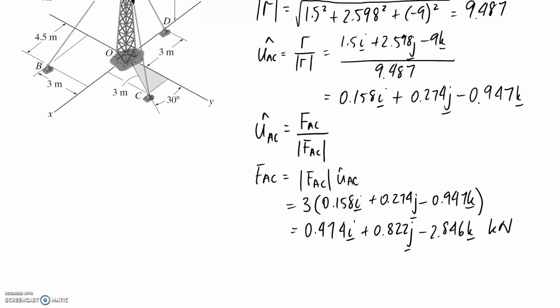So the final answer for this: it asked us just for the magnitude of the part acting along the z-axis. So that's referring to our k component. So I'm going to call it FAC and put a z on here. Magnitude means you always take the positive version. So the positive version of this is 2.846 kilonewtons, and that's the final answer. So that's all there is for that video.